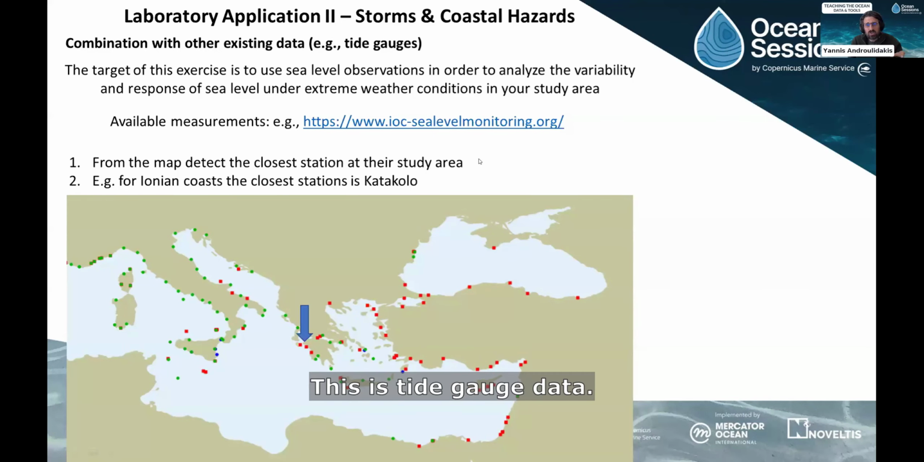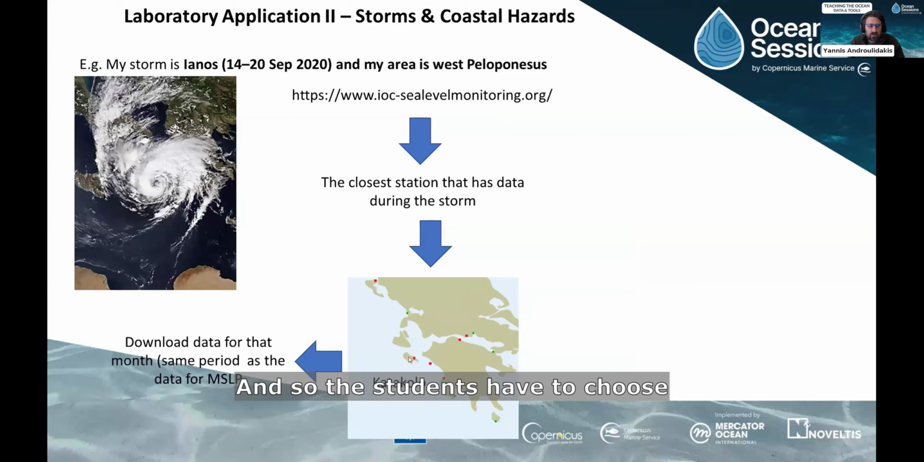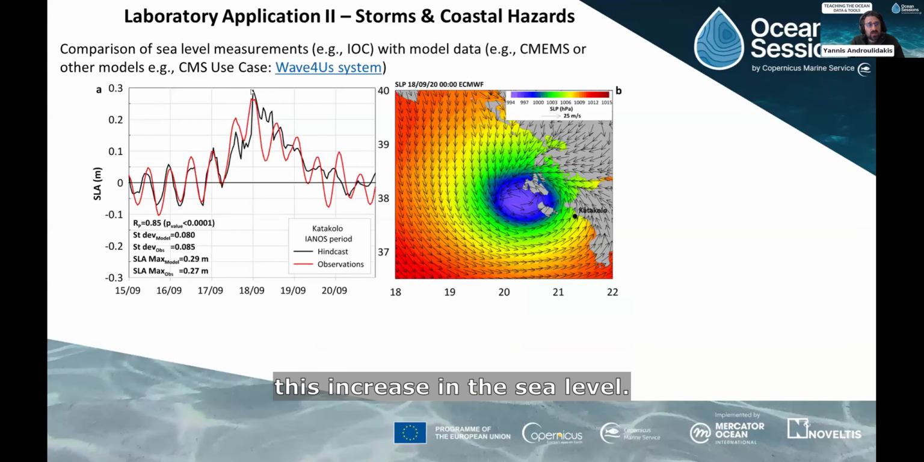This is tide gauge data. This is sea level measurements in many stations that are available online. And so the students have to choose a station that is very close to their study area. For example, this station here, during the same storm that I presented before, produced this increase in the sea level, and we compare this with the modeling data, so we can see if there are some errors in the modeling simulations.